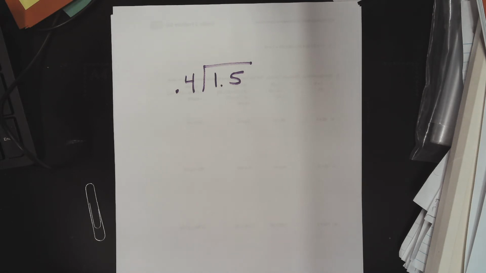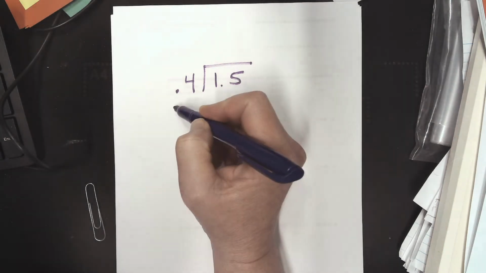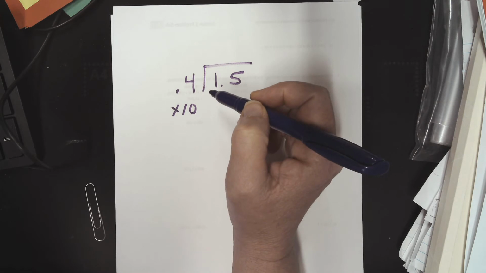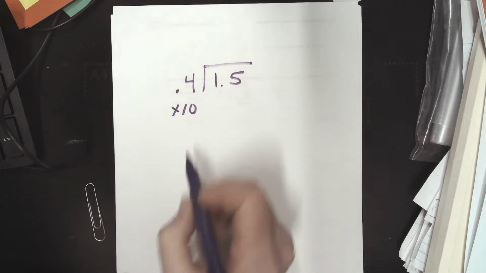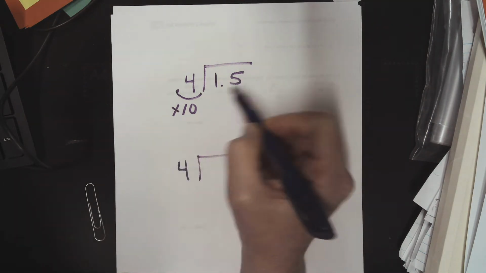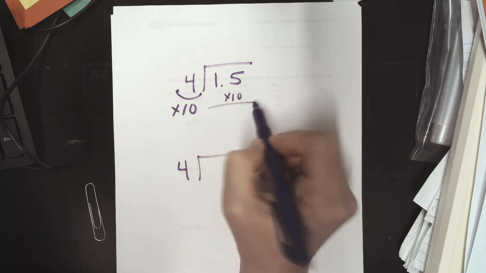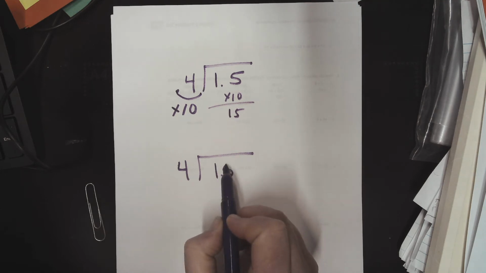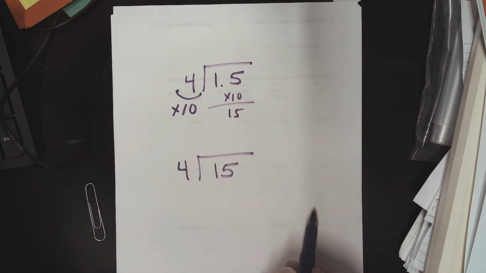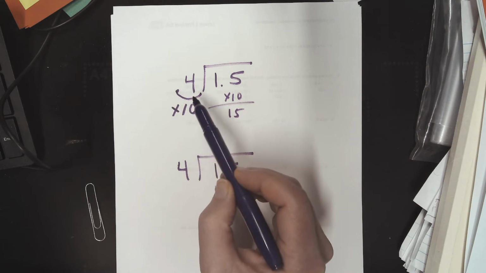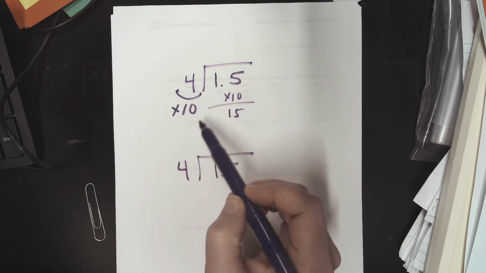Cooper? I'm multiplying it by 10. Okay, if I multiply it by 10, it's going to move the decimal over one spot. It's going to be 4. If I multiply 1.5 times 10, what is it going to look like? 15. So now I have this. Does that make sense? I need to have a whole number as my divisor. I only have to move the decimal place over once, so I'm multiplying by 10.